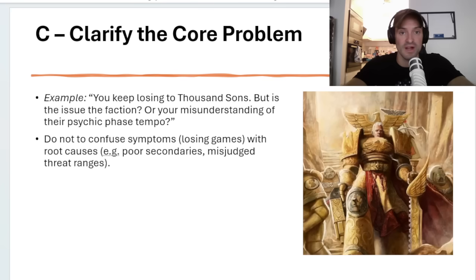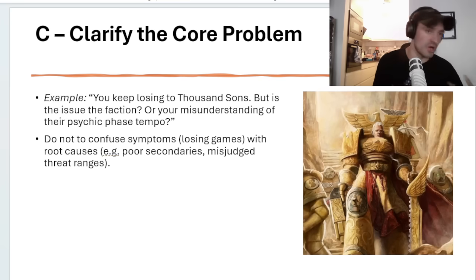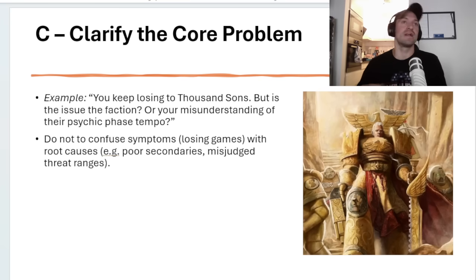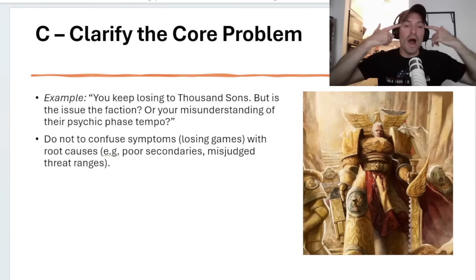C, clarify the core problem. So an example: you keep losing to Thousand Sons, but the question you have to ask yourself is, is the issue that the faction, like T'Sons, is just too strong? Or are you misunderstanding the way that the psychic phase works? And because you're misunderstanding the way their psychic phase works, are you positioning your models incorrectly? Are you giving your opponent firing lanes that you thought you weren't giving them? So you have to actually figure out why you are losing.